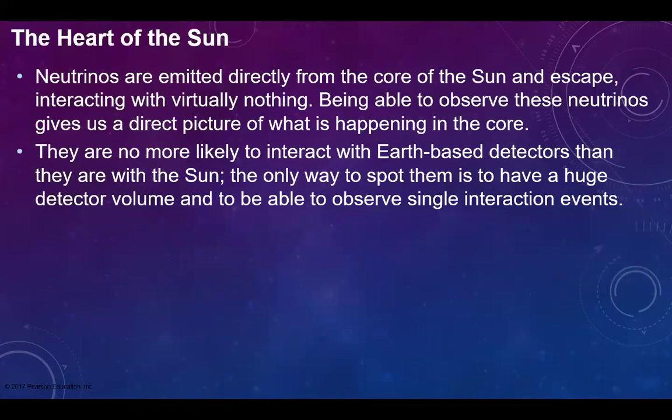So neutrinos get emitted directly from the core of the sun and escape to interact with virtually nothing. So being able to observe these neutrinos gives us a direct picture of what's happening in the core. They're no more likely to interact with Earth-based detectors than they are within the sun. So to spot them, you need a huge detector volume. Neutrino detectors need to be really big, and they need to not have anything else happening to them.